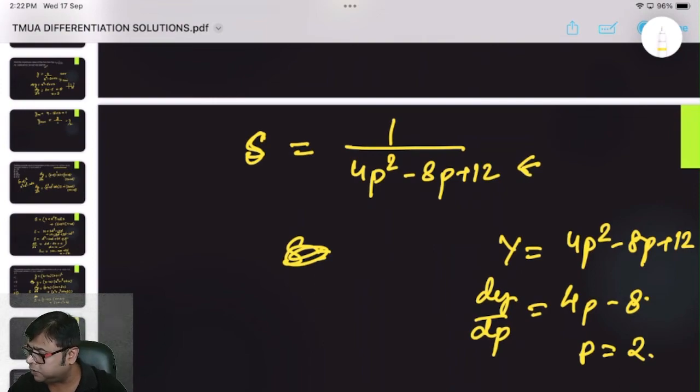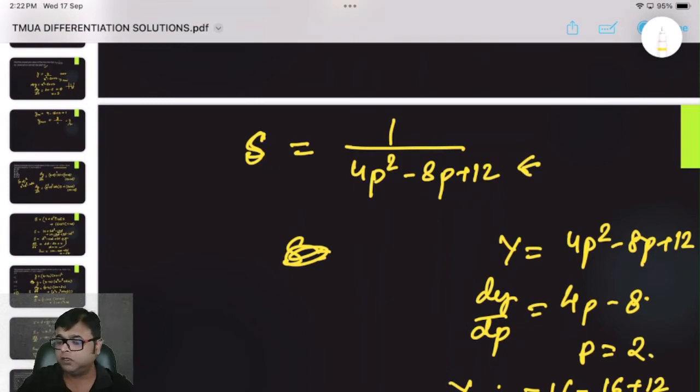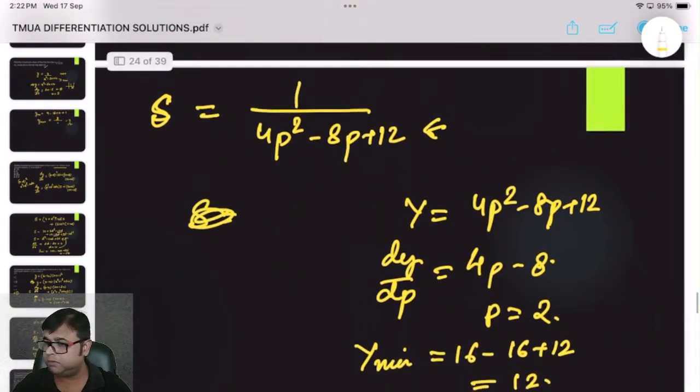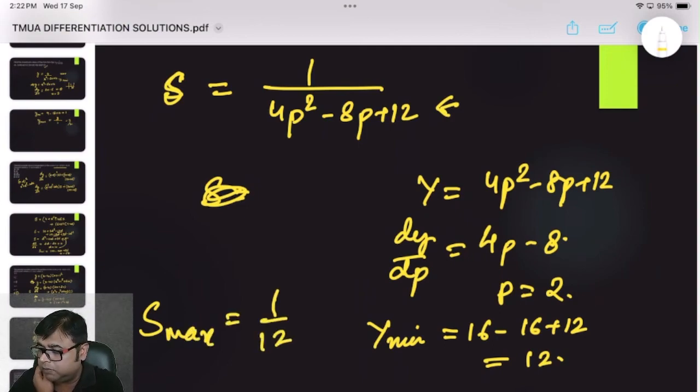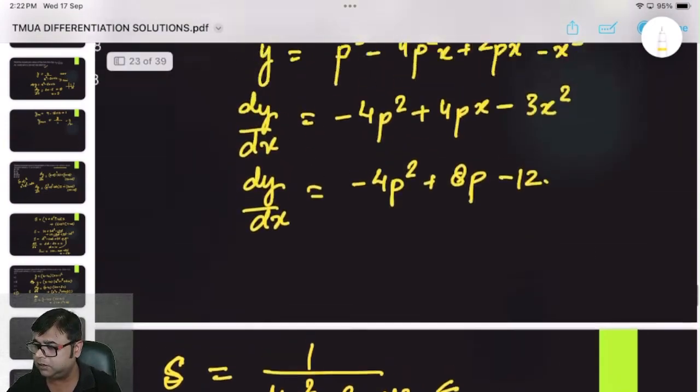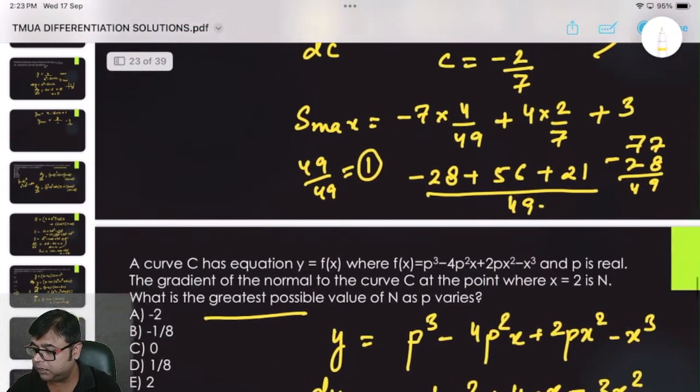So if I put p as 2, I will be getting the minimum value of y. So it will be 4 into 4, 16 minus 16 plus 12. So 12 is the minimum value. So the answer becomes s maximum will become 1 upon 12. That's the right answer. Let me check the options, right?